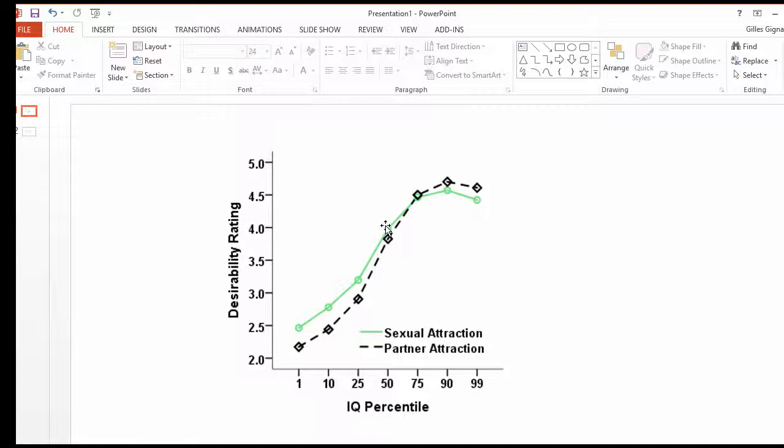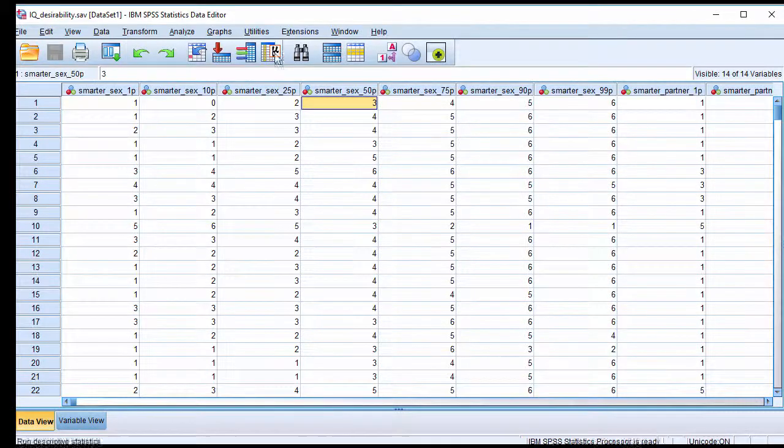You can see that this increase is not as sharp as that increase. So for partner attraction, it really increases much more substantially than it does for sexual attraction. Sexual attraction is still going up quite a bit, but it goes up even more for partner attraction. So how did I do that? Well, I literally just did another 2x2.